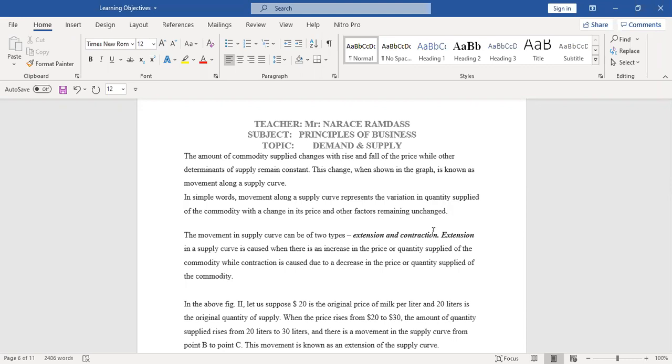Extension in a supply curve is caused when there is an increase in the price of the commodity, while a contraction is caused by a decrease in the price, right? So a rise in price causes an extension in quantity supplied, and a decrease in price causes a contraction in quantity supplied. Everybody good so far? Guys?